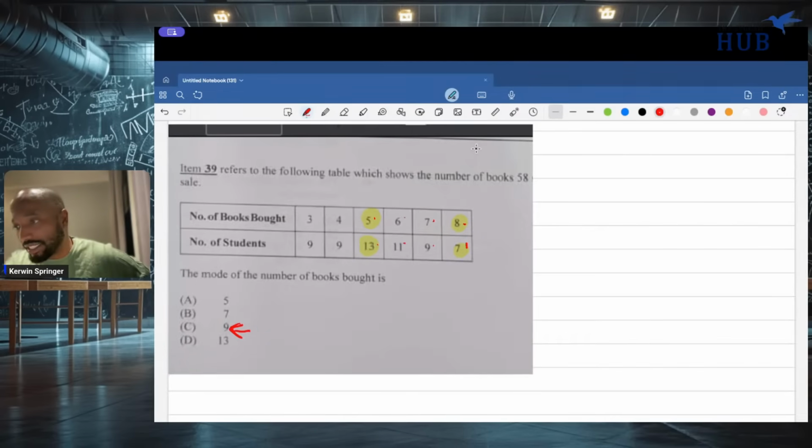Well, the best answer is the mode number of books. So it's 5. This number of books, 5, was bought 13 times. So this is the most repeated number of books bought. Understand? So A is the answer. And we move forward.